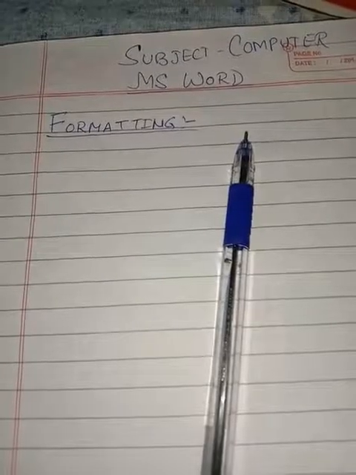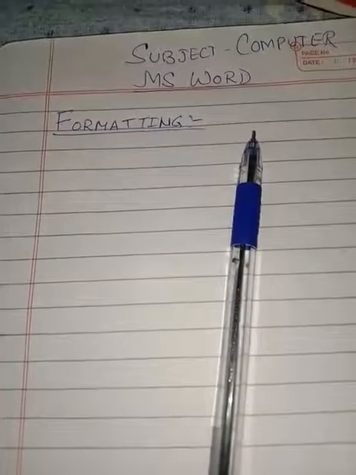Next, how to close a document. First of all, we have to click on the File tab, then select the Close option. A dialog box will appear asking if we want to save the work we have done. So we have the options of Save, Don't Save, and Cancel. We can click on the button according to our requirement. We have also discussed the difference between the Exit and Close options.